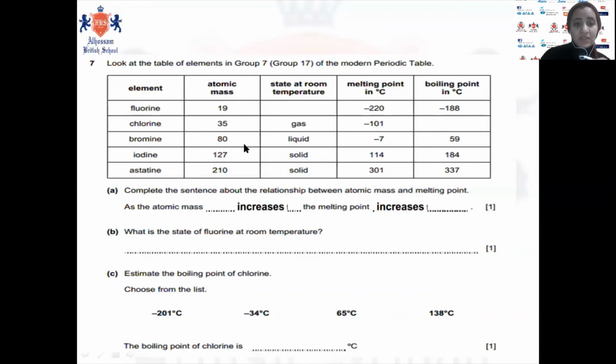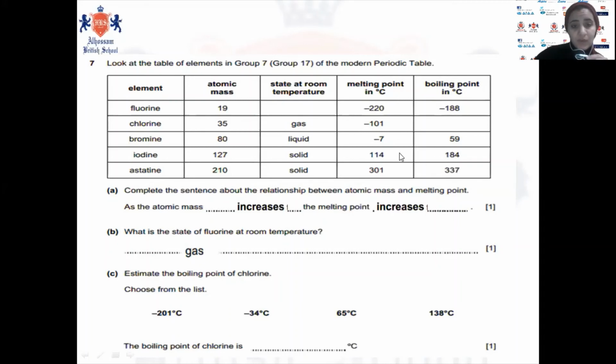Excellent. What is the state of fluorine at room temperature? You have to write the state. Look at here, state at room temperature. The melting point is minus 220. The boiling point is minus 108. Room temperature, for example, 25 or 27. It will be gas at room temperature. Excellent. After the boiling point, as temperature decreases, so it will be gas.